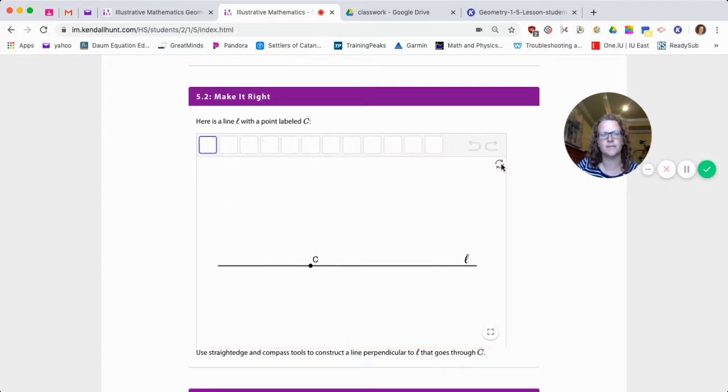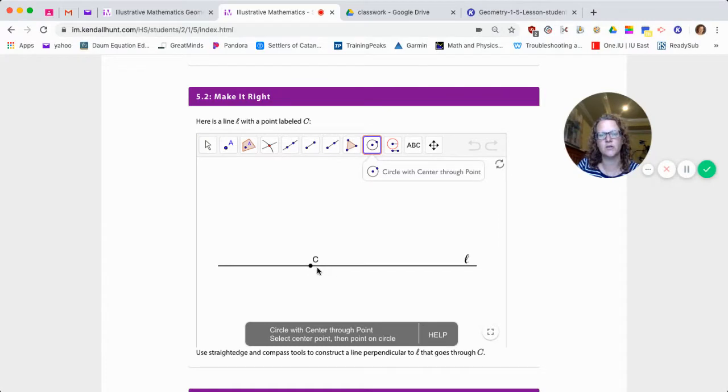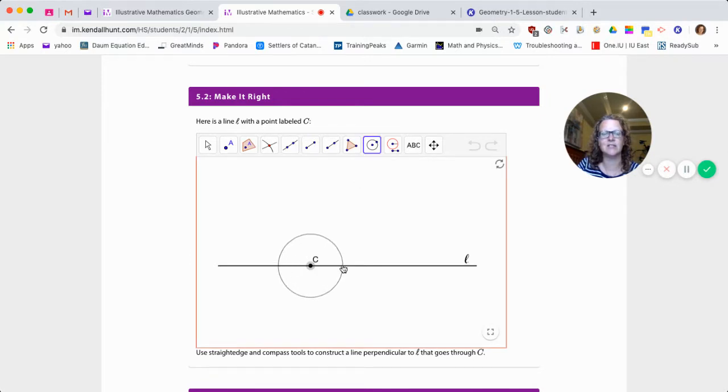Let's do it again. It's always good to practice again. So if I'm trying to draw a line perpendicular to line L through C, first I need just any circle at C.